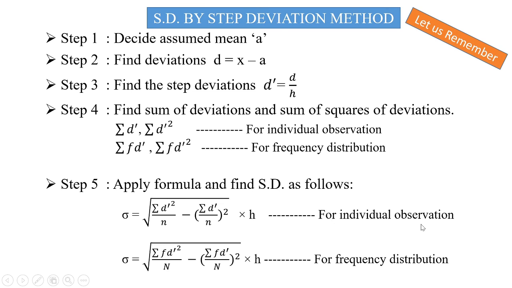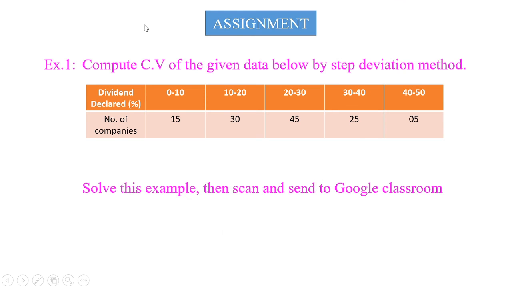For individual observations, you use the formula sigma is equal to under root of summation of d dash square divided by n minus bracket summation of d dash divided by n bracket square, into h. For a frequency distribution you use the formula under root of summation of f d dash square divided by n minus bracket summation of f into d dash divided by n bracket square, into h. So students, today we stop here.